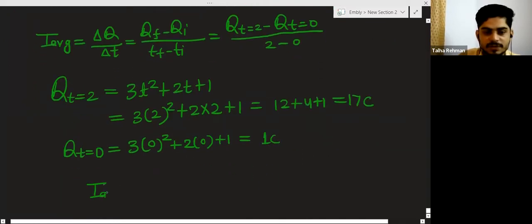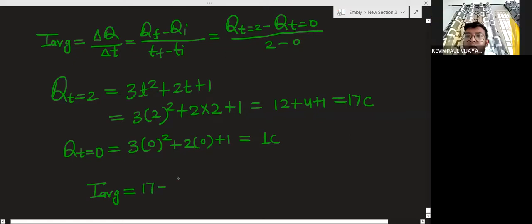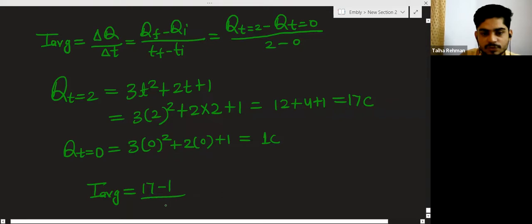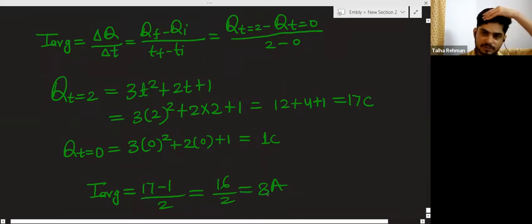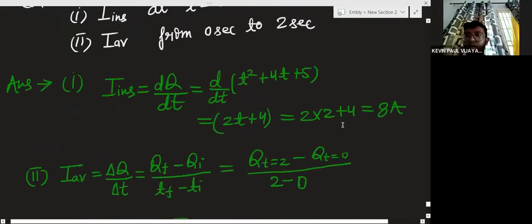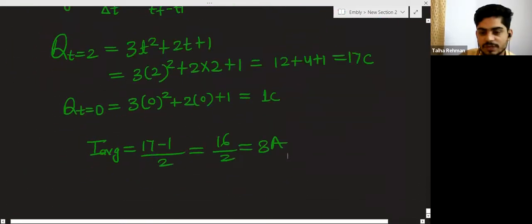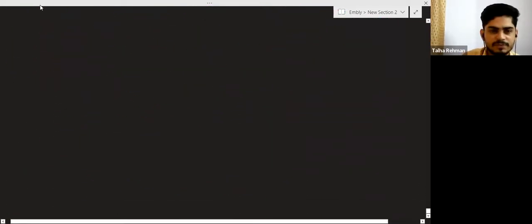Now I average is equal to q at t is equal to 2, which is 17 coulomb, minus q at t is equal to 0, which is 1, divided by 2. What is the value? This will become 16 divided by 2. You will get 8 ampere. So in this way, you can now solve these kinds of questions. I'm just giving one more question. Not like this, but this question is something different.